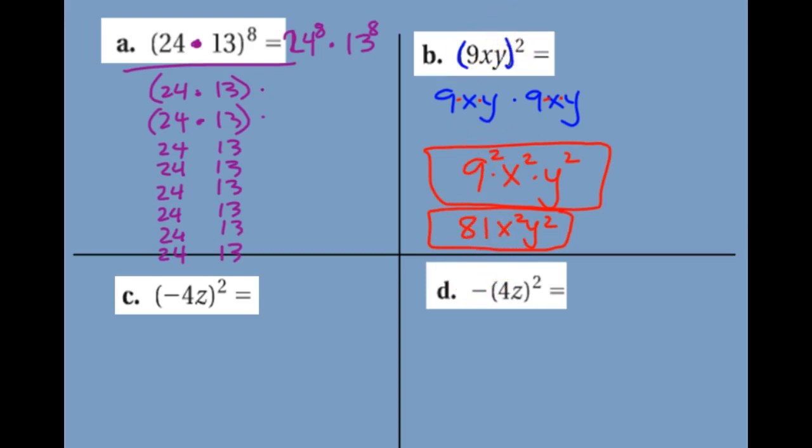So this is where the mistake comes in, because some people just might put y squared, but because it's multiplied, everything gets the 2. Just like here, everything got the 8. Every number, when they're multiplied, gets the exponent of 2.